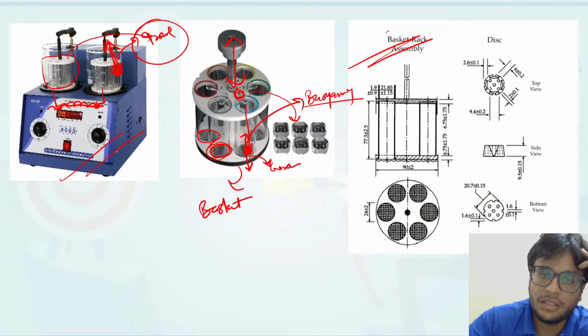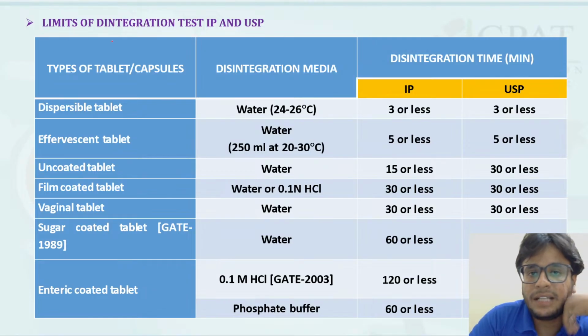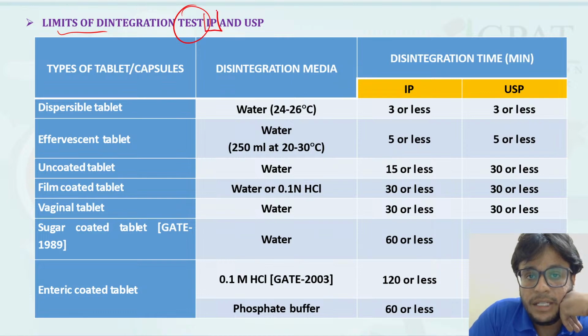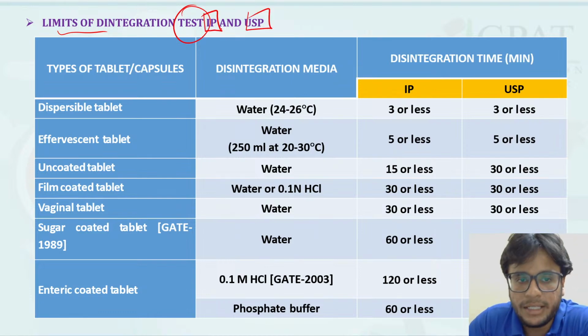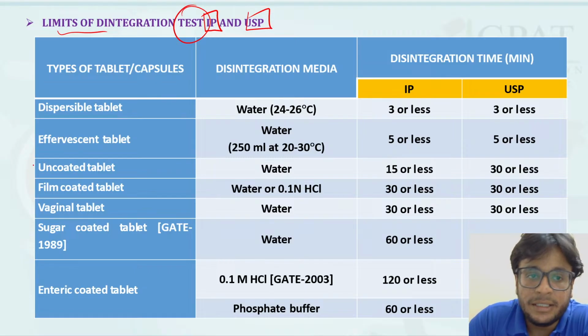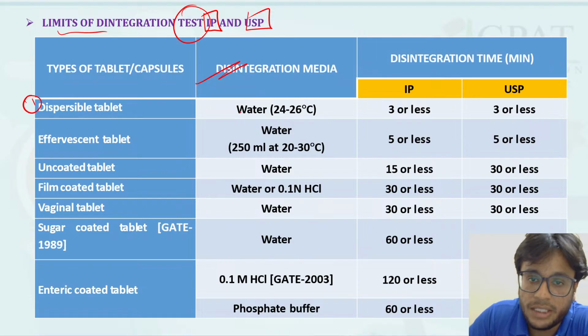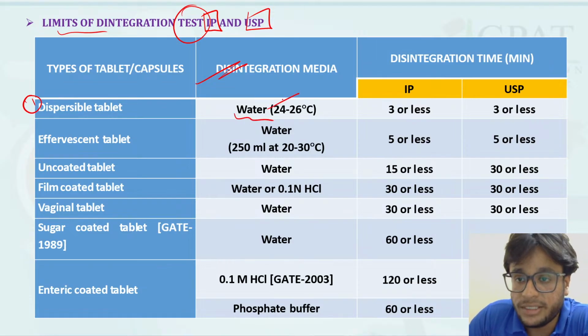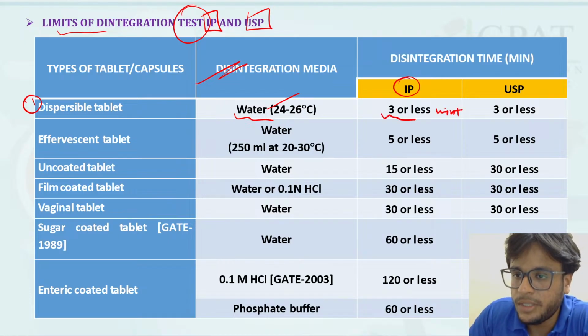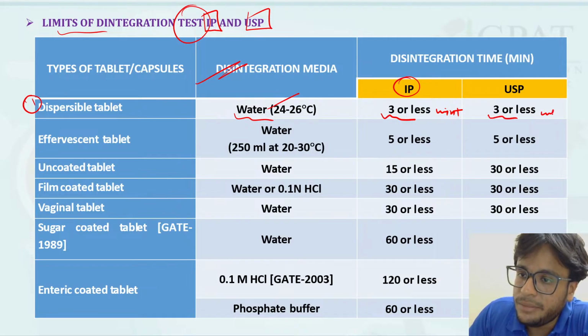Coming towards our next table, that is going to be the limit of disintegration test as per IP, Indian Pharmacopoeia, and United States Pharmacopoeia. For the dispersible tablet, we are mainly taking the media into a disintegration apparatus. The media is going to be water at a temperature of 24 to 26 degrees Celsius. The disintegration time for the dispersible tablet as per IP is 3 minutes, and for USP it is also going to be 3 minutes.